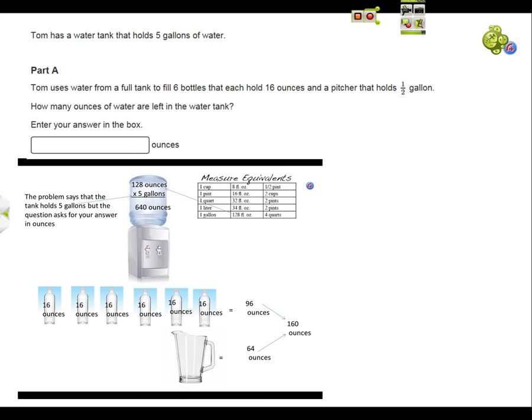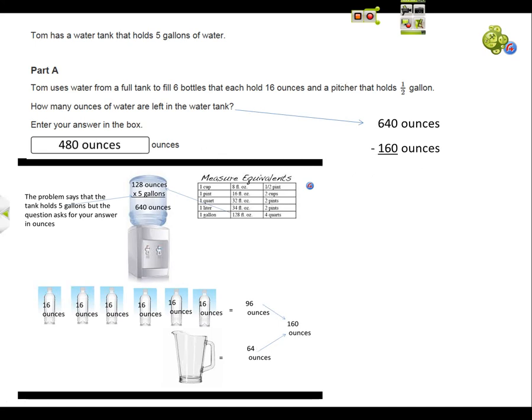And then the problem: there's 640 ounces in the big water tank, right? Okay, so you do 640 minus 160 ounces, and you get 480 ounces.